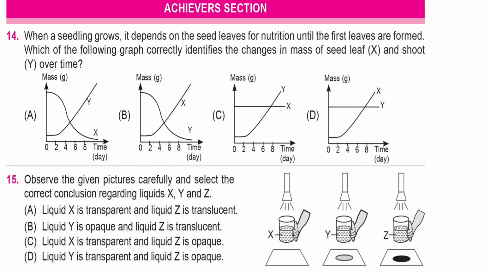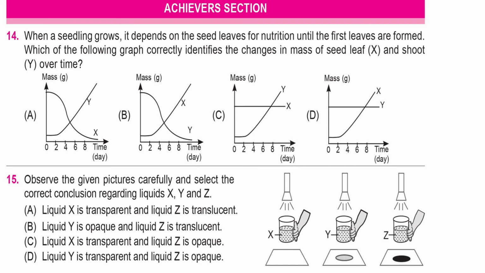Now come to the next section, your last section, the achiever section. Question number 14. When a seedling grows, it depends on the seed leaves for nutrition until the first leaves are formed. Which of the following graphs correctly identifies the changes in mass of the seed leaf and shoot over time? Okay, you need to identify the graph and the correct option. You have to answer me in the comment section. Now come to the next question, question number 15.